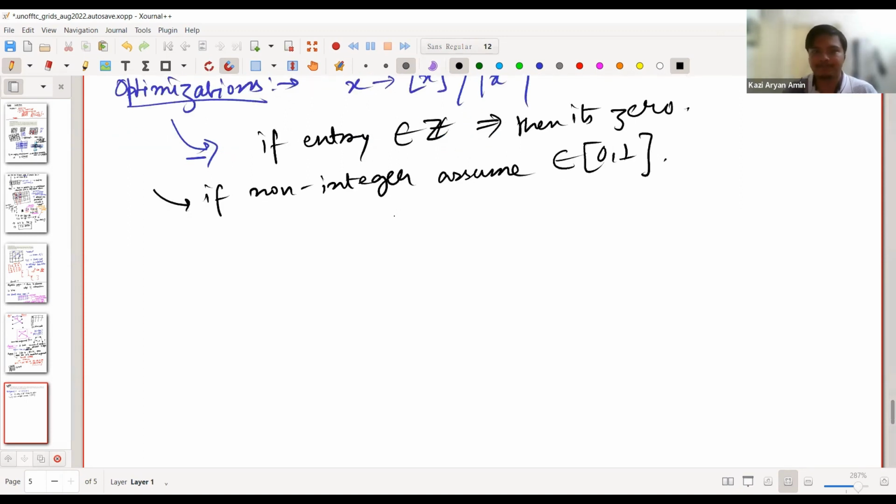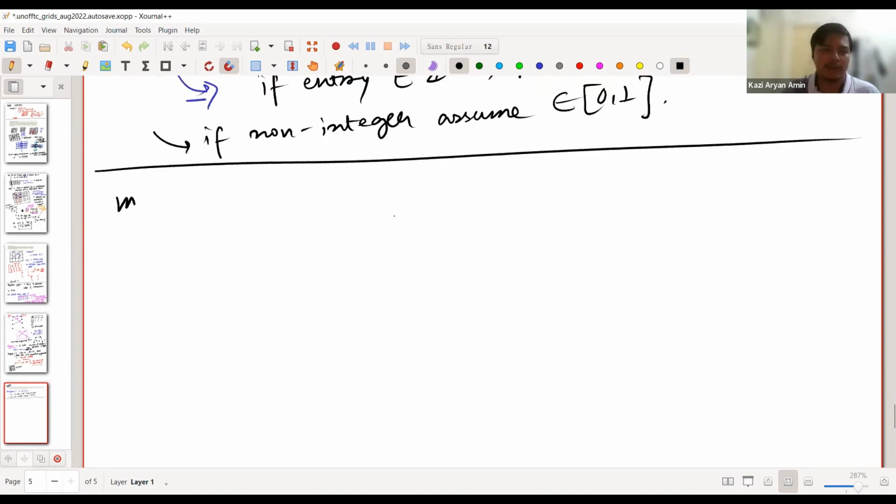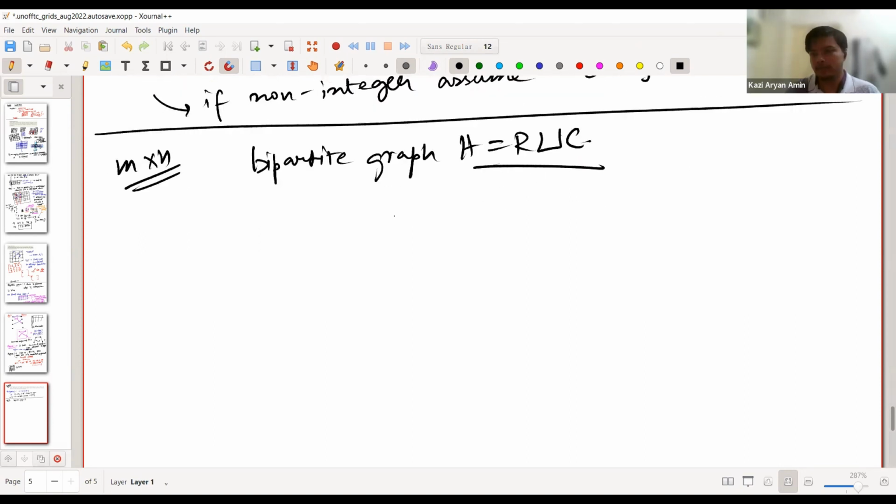So again, I'll try to approach this problem from a graph theoretic perspective. So suppose you have an m cross n grid, m rows and n columns. So suppose you draw the bipartite graph H with partitions R and C, right? R denotes the set of rows and C denotes the set of columns, and you draw an edge between these guys if they have a non-integer entry at their intersection. Let's say, so suppose this guy have non-integer entries.